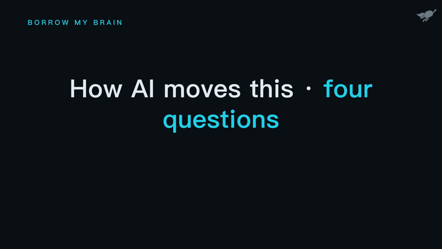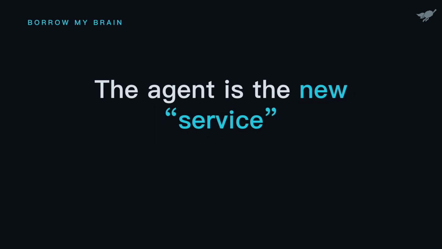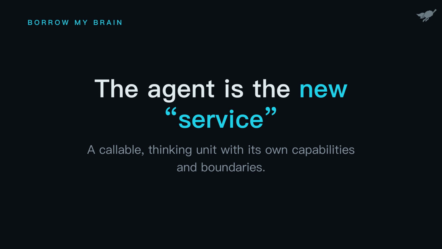So AI arrives. How does the application layer change? 4 questions, same as always. No hype, no bashing. First, what role does it play? In one line, the agent becomes the new service. A service used to be a stateless HTTP endpoint. Now an agent is also a callable unit, with its own capabilities and its own boundaries. Your system's service map now has a new kind of node, one that thinks.